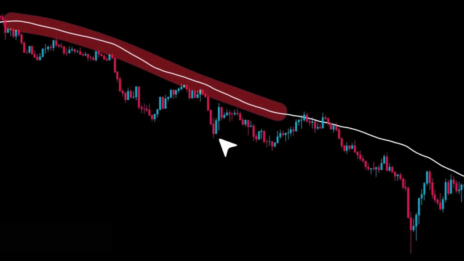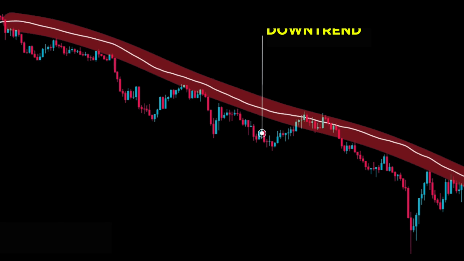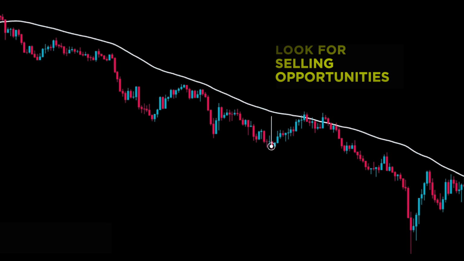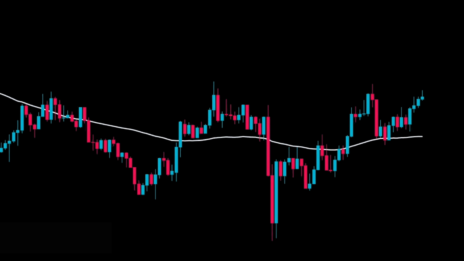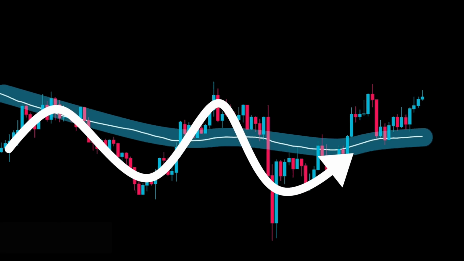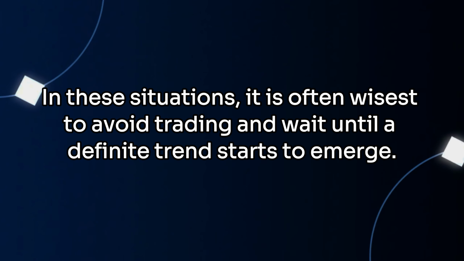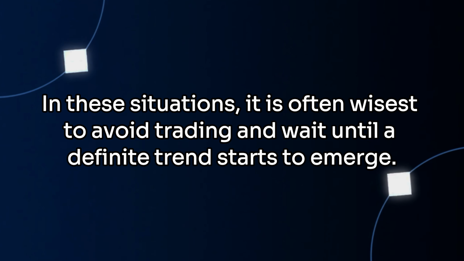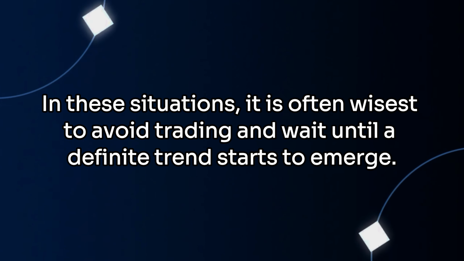Conversely, if the price stays below the moving average for a while, it signals a downtrend. In this situation, it is better to look for selling setups. Finally, in sideways or range-bound markets, price won't remain above or below the moving average for long. Instead, it frequently fluctuates above and below the MA like a swinging pendulum. In these situations, it is often wisest to avoid trading and wait until a definite trend starts to emerge.